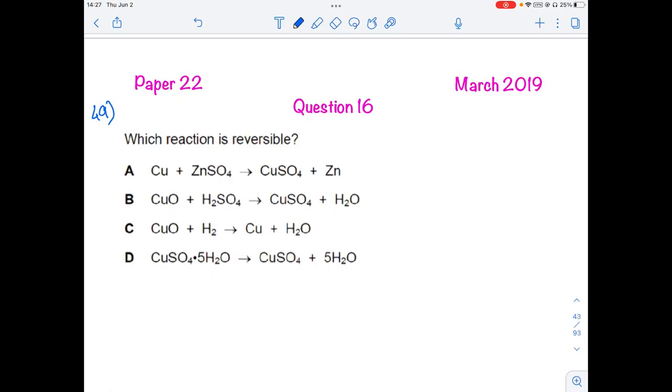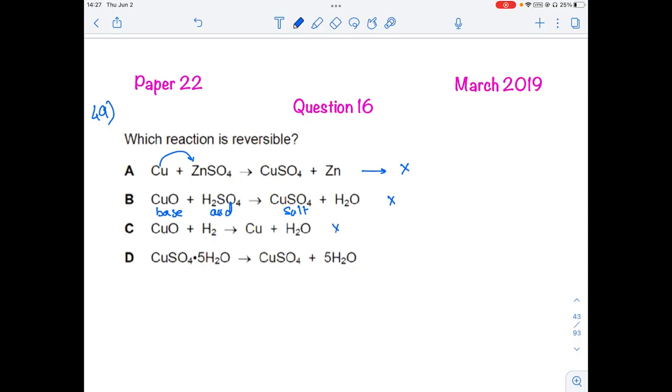Which reaction is reversible? In the first reaction, we can see that copper is replacing, or rather displacing, Zn. So this is a displacement reaction. Displacement reactions are not reversible because the metal is reactive and has replaced the other, so it cannot go back and be replaced by the zinc again. Therefore this is not a reversible reaction. The second one is a neutralization reaction. A base reacts with an acid to form a salt. A neutralization reaction is again not reversible. Then part C is a redox reaction. Redox reactions are also not reversible.